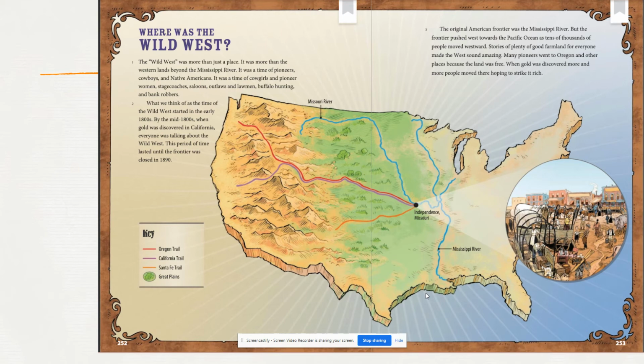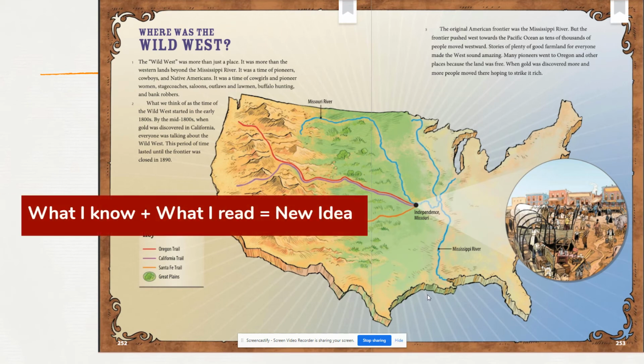I took what I already know, plus what I'm learning, or what I read, and added it together to create a new idea. This new idea was that the Wild West refers to both a place and a time in history. I used the synthesizing formula.